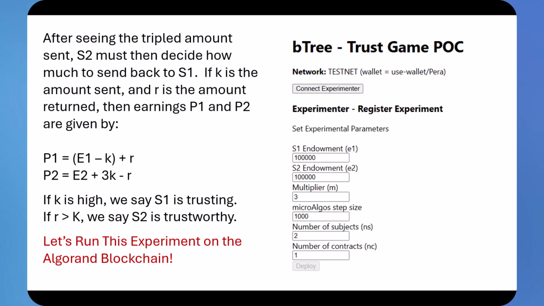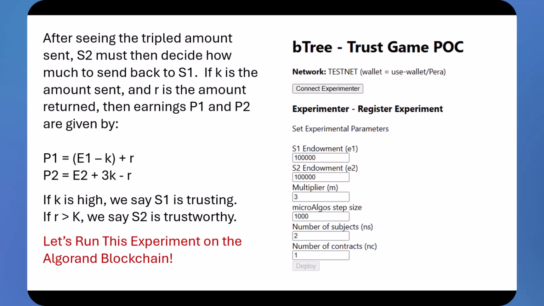If K is the amount sent and R is the amount returned, then the earnings for player 1 and player 2 are given by the following equations. Player 1 earns their endowment minus the amount they sent, plus the amount that was returned to them. Player 2 earns their endowment plus the tripled amount sent minus what they returned.